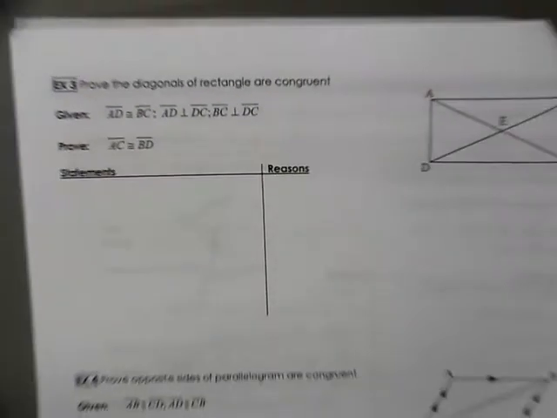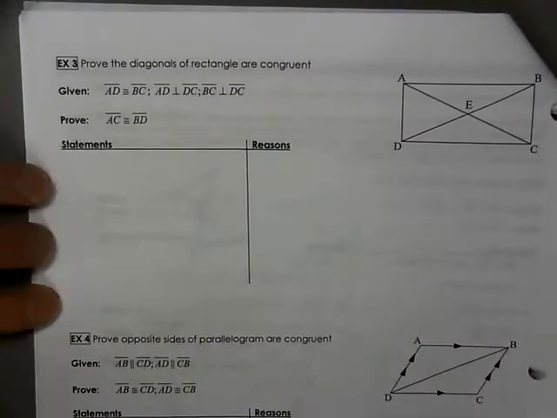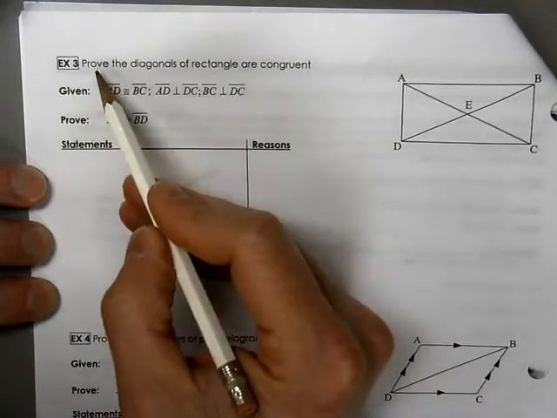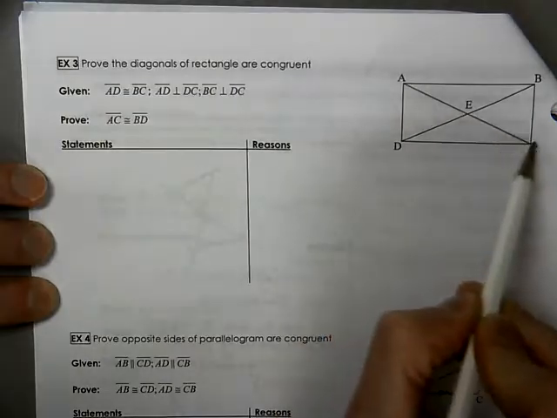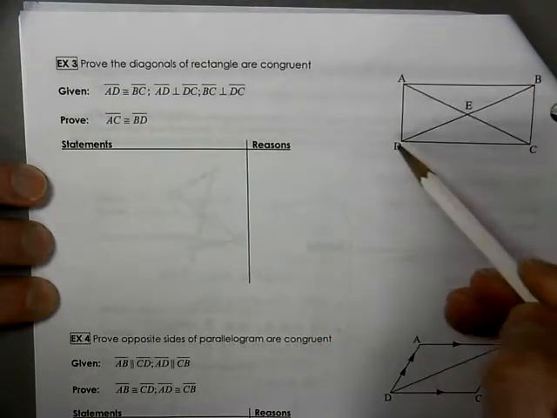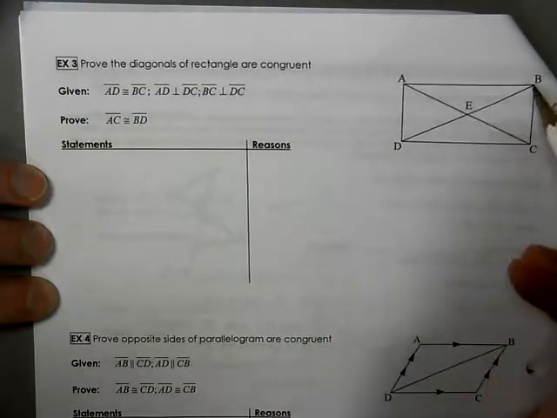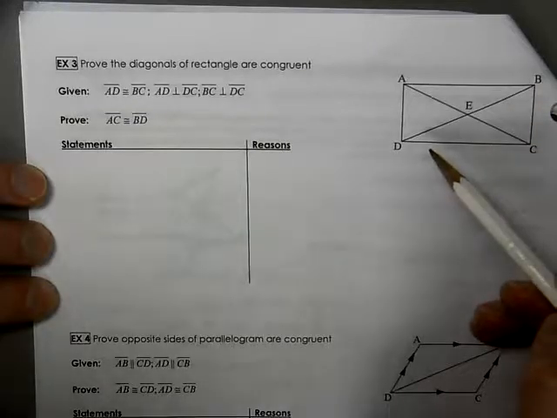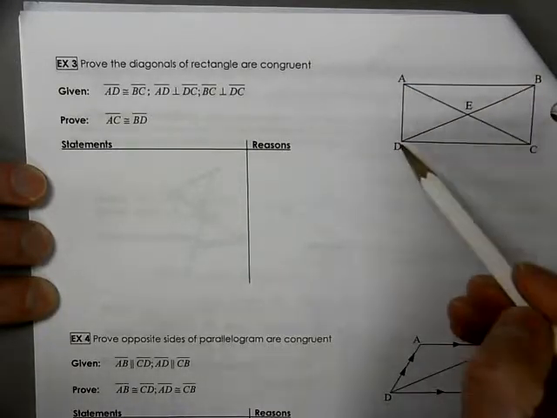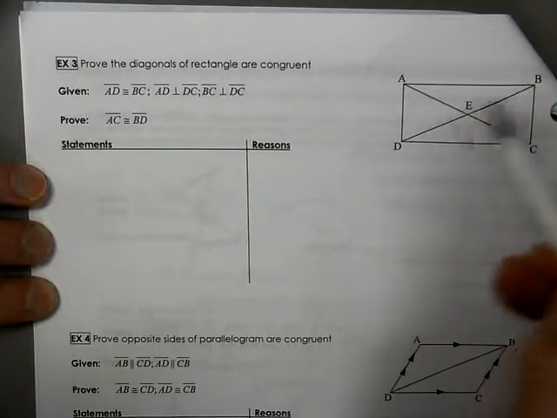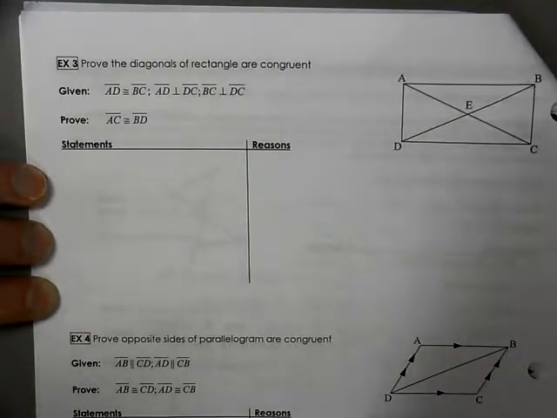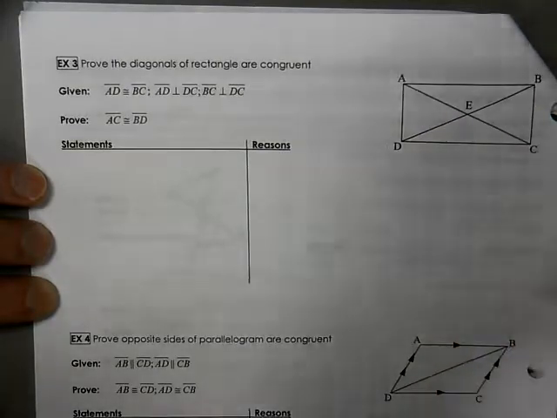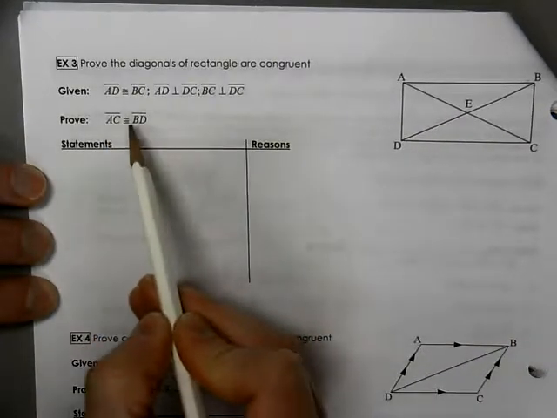On the flip side, what we're trying to prove is that the diagonals of a rectangle are the same length. Diagonals are the segments that go from vertex to vertex in a polygon that are not the sides. So DB is considered a diagonal, AC is considered a diagonal. We want to show that AC and BD are the same length.